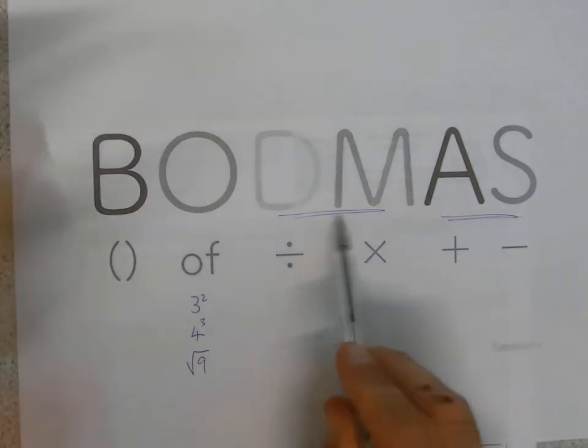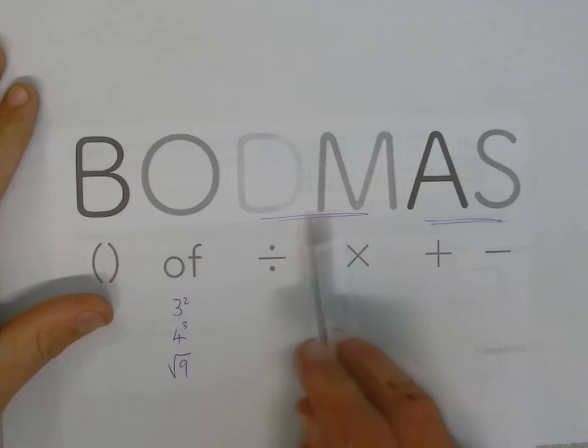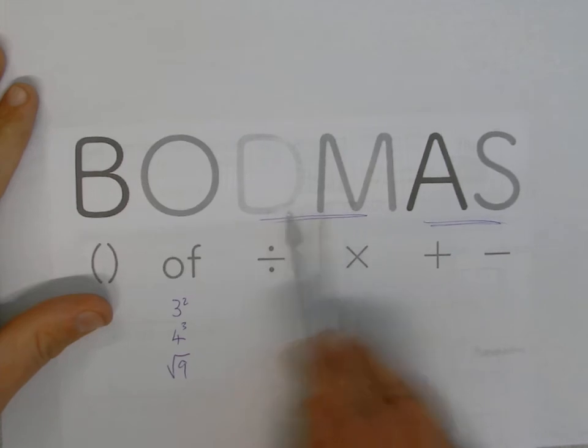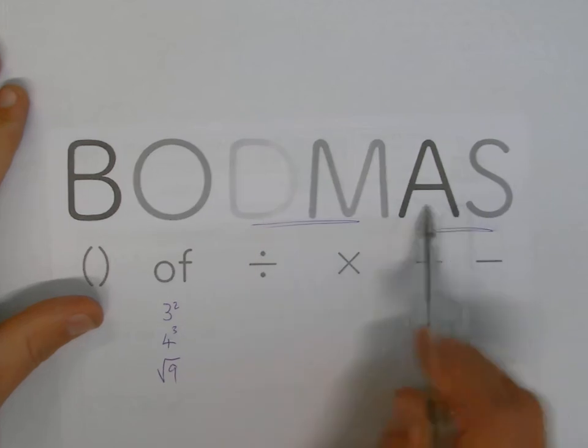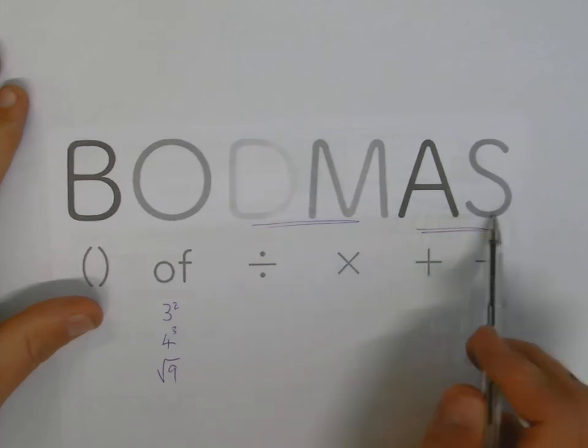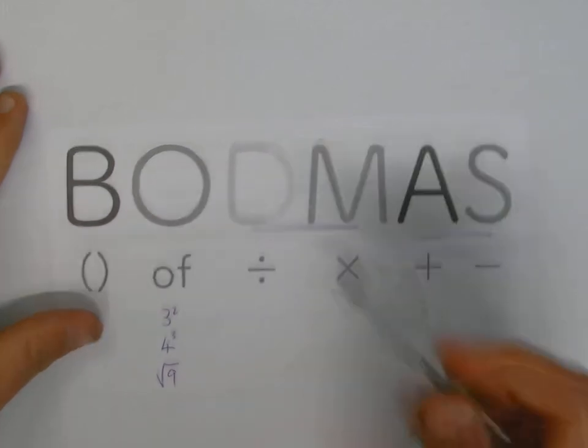Now divide and multiply go together, so it doesn't matter what order you do these in. You could multiply before you divide. And the same with add and subtract, it doesn't matter. You could subtract before you add. Just use a bit of common sense, really.